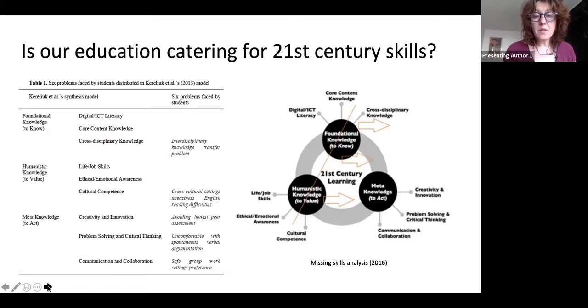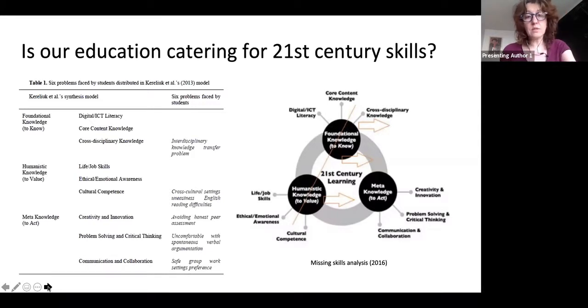And this also was the reason for problems with spontaneous verbal argumentation. If you want to make some kind of argument or some kind of live experiment where students would have to argue on the spot, we would always face some kind of problem. And our students would go for a safe group work setting preference.